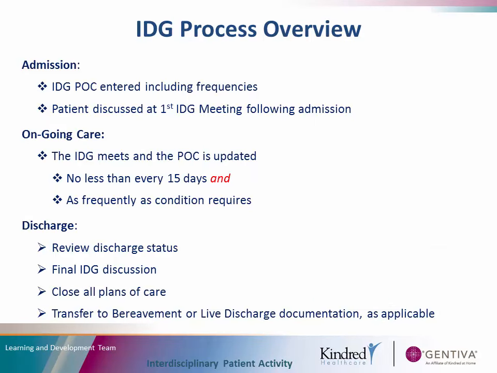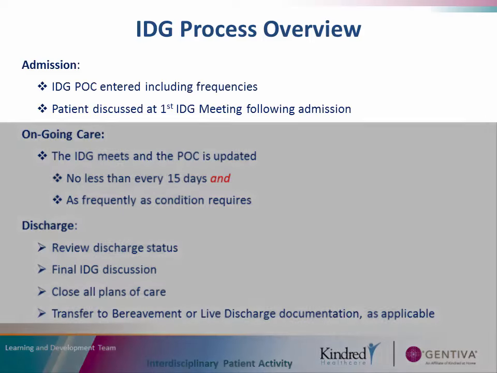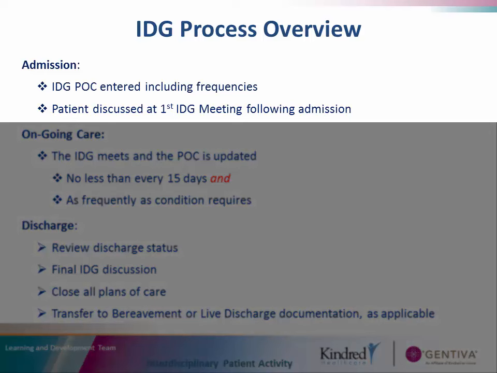The process for the interdisciplinary activity includes the admission detailing the plan of care that is based on assessment findings and established prior to care being provided. Assessment information is entered on the IDG plan of care, including visit frequencies. The patient is discussed at the first IDG meeting following admission.